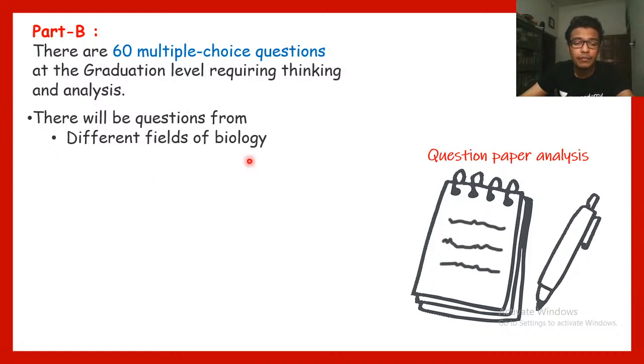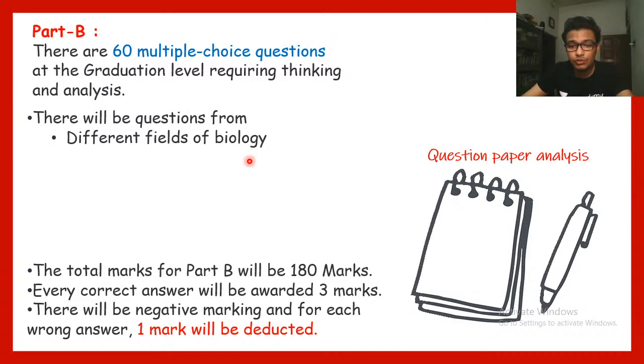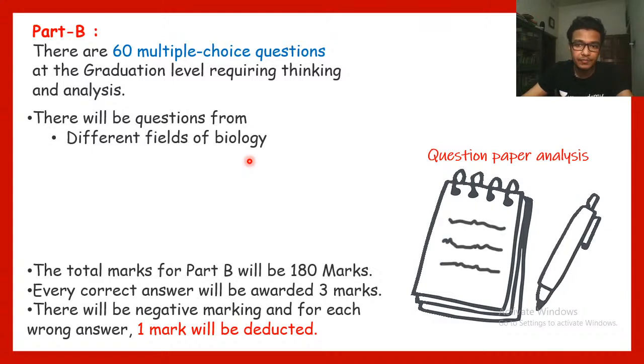And the questions would come from different areas of biology. Each part would have like 3 marks, so 60 into 3, 180 marks total, and the negative mark would be 1/3. That means 1 mark would be deducted. So again, the negative marking is low relative to part A.